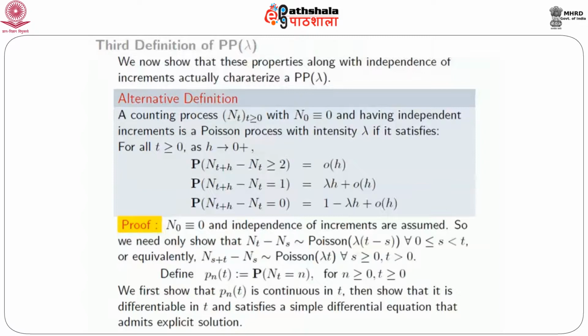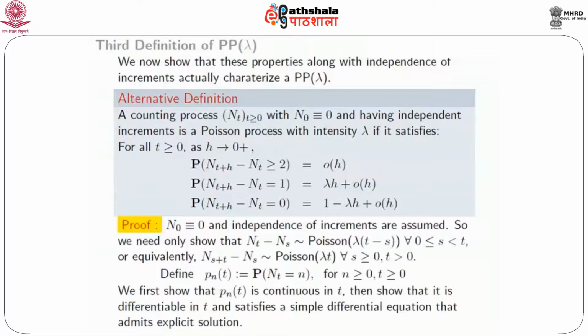So that was, remember, condition C in our original definition of the Poisson process. The other two conditions, that N0 equals 0 and that the increments are independent, are already assumed in this. Showing that Nt minus Ns is Poisson with parameter lambda times (t minus s) for any s less than t is equivalent to showing that for any s greater than or equal to 0 and any t positive, N(s plus t) minus Ns is Poisson with parameter lambda t. So these two are equivalent statements.